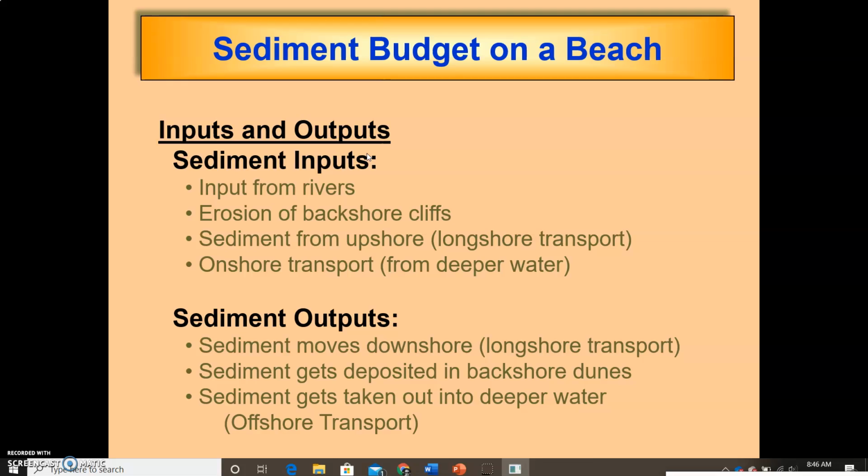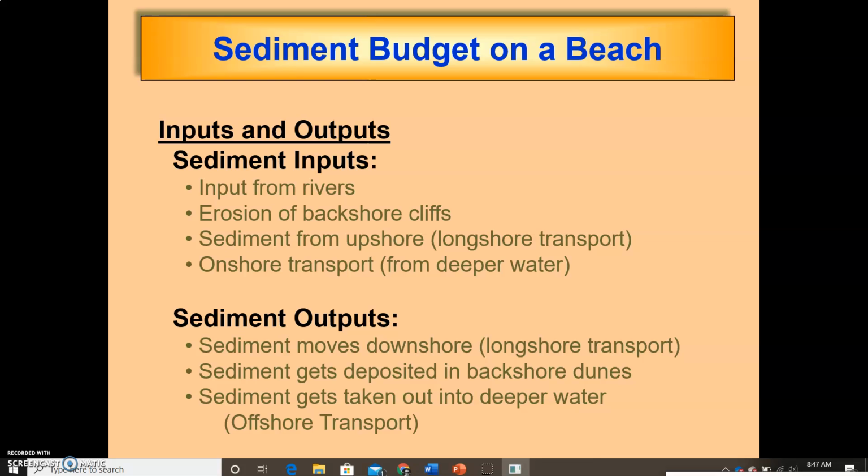So also we want to talk about the sediment budget on a beach, and this is all about the balance of the system with your inputs and outputs. So again, you're going to have your sediment inputs and your sediment outputs. The inputs are basically where do we get the sediment from? We're going to get it from rivers. We're also going to get erosion of the cliffs. That's going to be an input. We're going to get sediment from upshore, so we're talking longshore transport, and then onshore transport from deeper water.